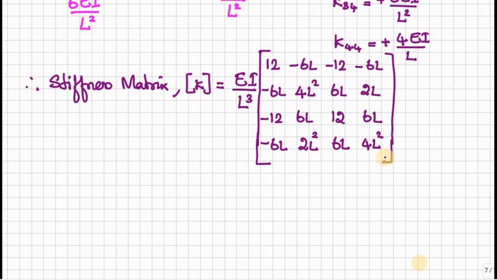EI/L³ into the matrix: 12, minus 6L, minus 12, minus 6L; minus 6L, 4L², 6L, 2L; like that.